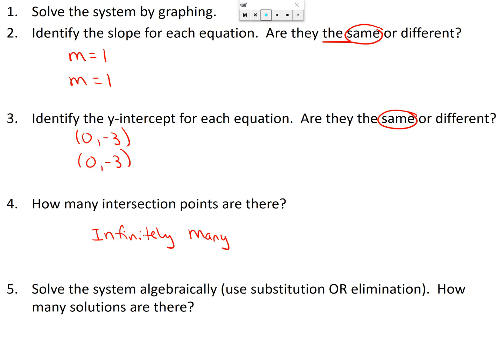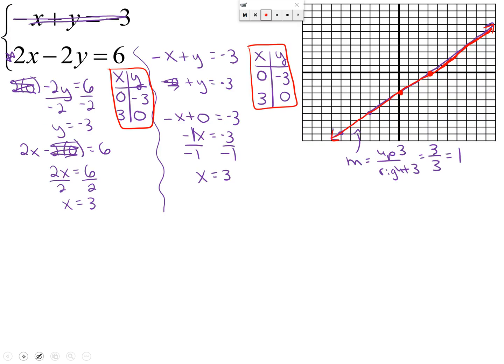So if there's infinitely many intersection points, what does that mean for our solutions? If there's infinitely many intersection points, there's infinitely many solutions. Here's where the special system piece kicks in. If you have the same line twice, those two lines do nothing but intersect. There's an infinite amount of points that make up a line, so those two lines intersect infinitely many times. We don't know how many, because those lines keep going forever and ever and ever. It's why there's the arrows on the ends.